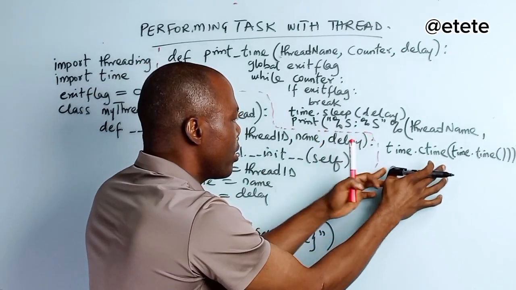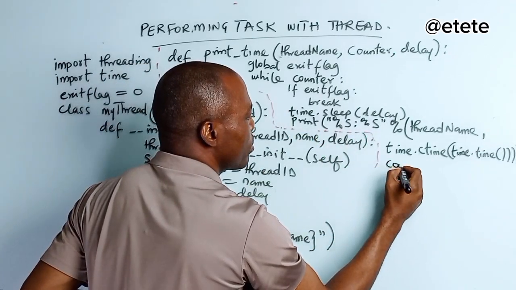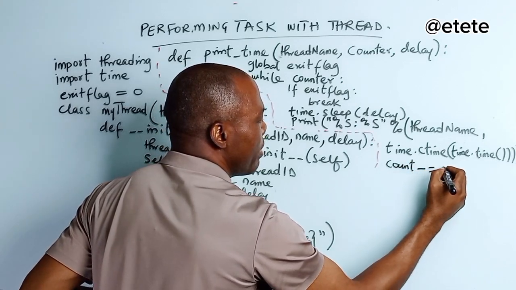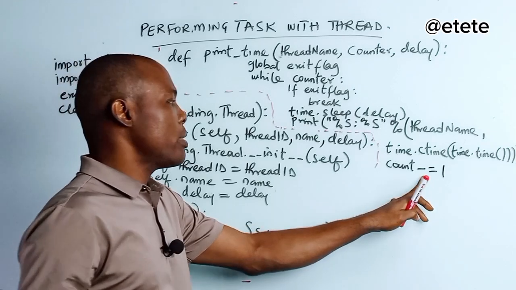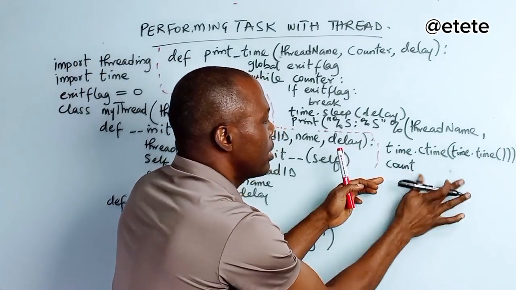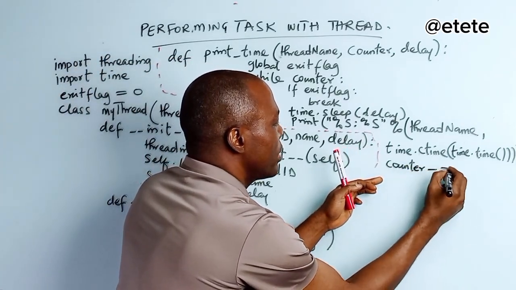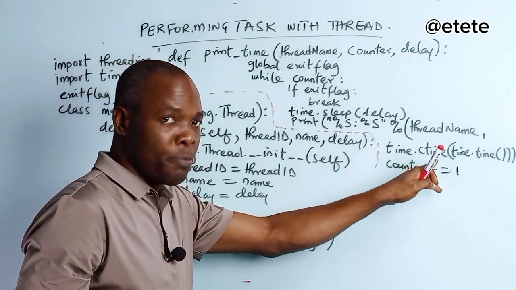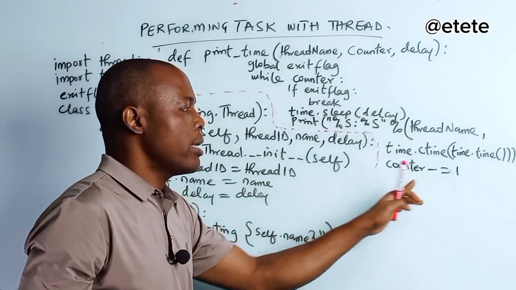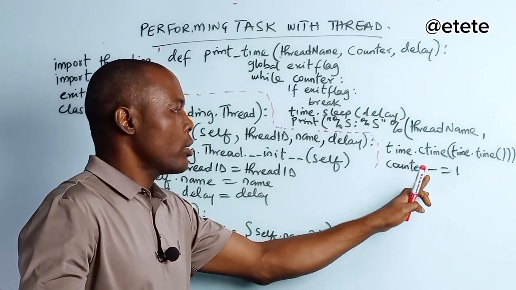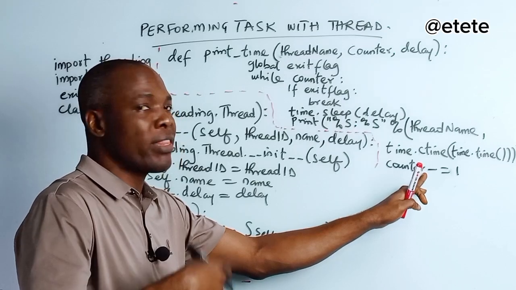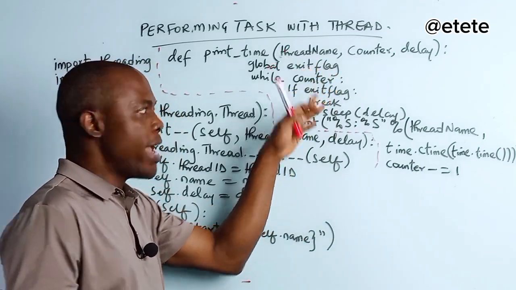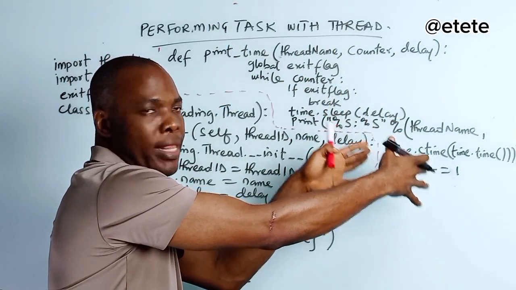Now, under it, I will say counter minus-assignment operator 1. What this means is, after printing this out, the counter will reduce by 1. Whatever the counter is, if it is 5, it will reduce by 1 to become 4. Then it will come back here and check. So this is the task that I'm going to perform.